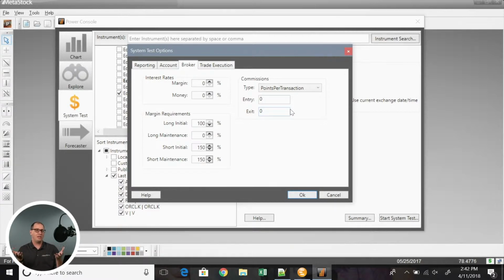Whatever it is you pay, I'd recommend putting it in there because that's a real cost of trading and how much it costs you to actually trade. So it helps you really see your results. For the moment, I'm just going to leave it blank just to take us through. But if you're paying that, I recommend putting that in.